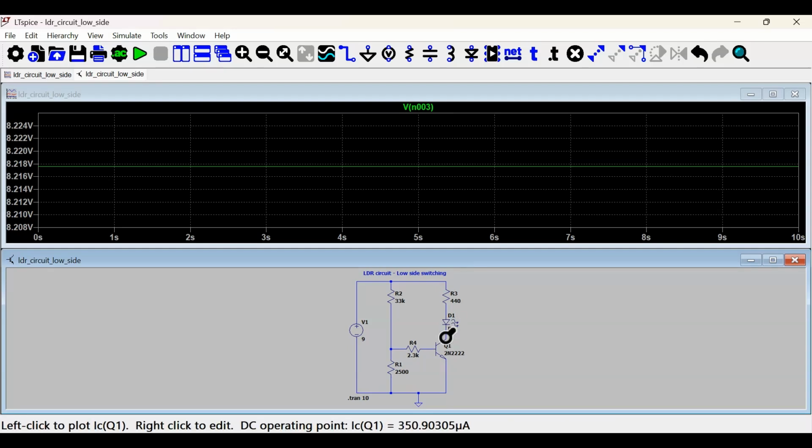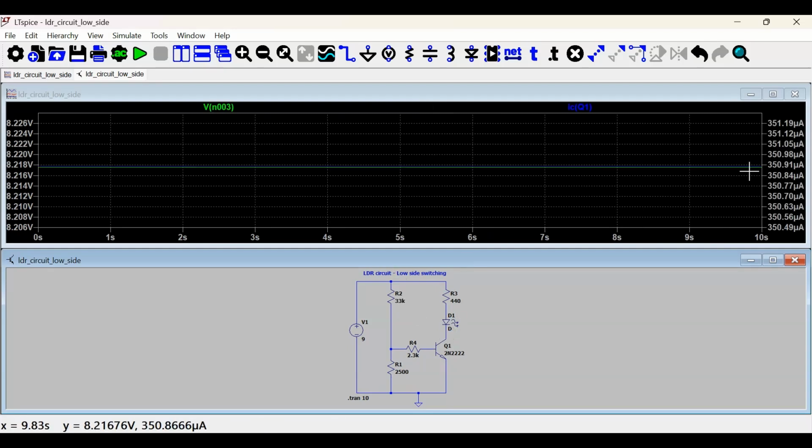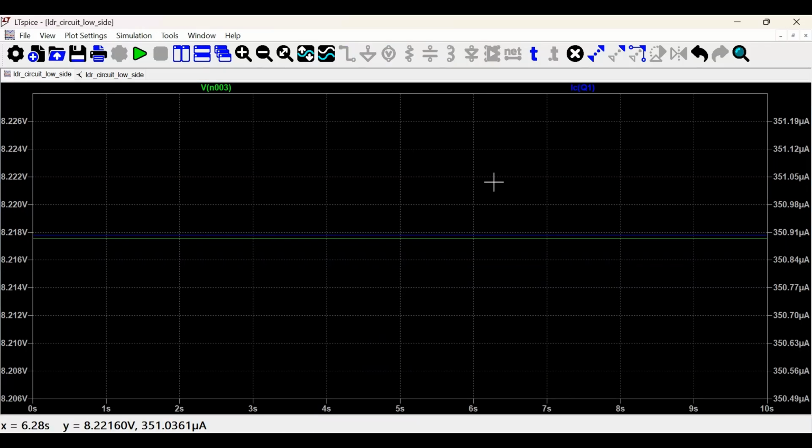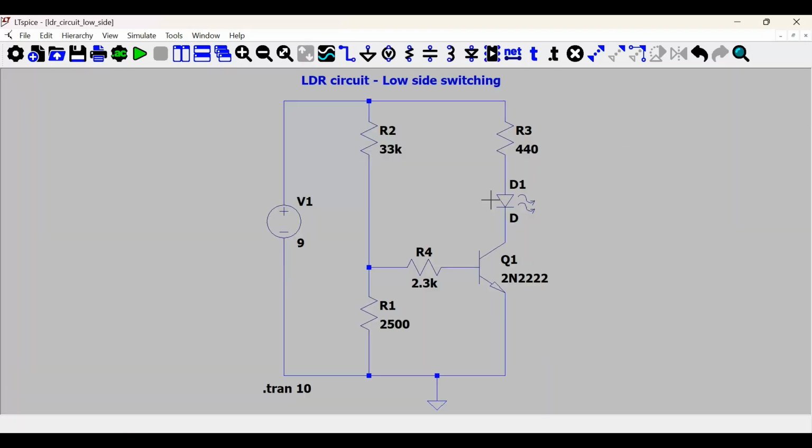Let's measure the current through the collector. So we are seeing around 350 microamps of current. Let me show you this in the magnified version. So we get 8.2 volts for the collector voltage and 350 microamps for the collector current. So let's alter the value of the LDR resistance to 10K. I'm running the simulation again.